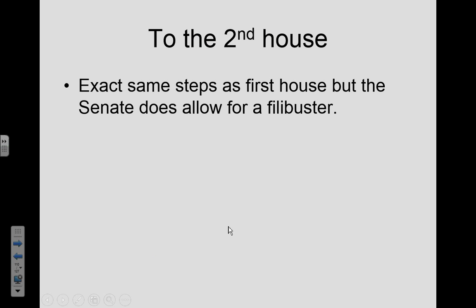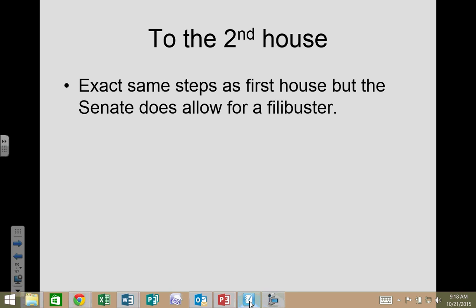And that next step is to the second house. Now, a bill does not have to start in the House of Representatives. Our example bill that I'm using today did. But if it goes to the other house, if it goes to the Senate, it's the same process. Everything is the same except for, well, they have a filibuster, which we'll talk about in a second. So there's not a whole lot of differences.